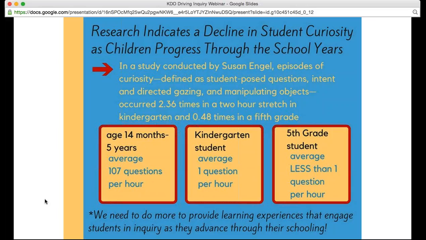So to me, this definitely points to the fact that we can and need to do more in our classrooms to provide opportunities and experiences for students to engage in inquiry, particularly as they grow and advance through their schooling years. And so we're going to address this in our session today and talk about some specific ways that we can do that.